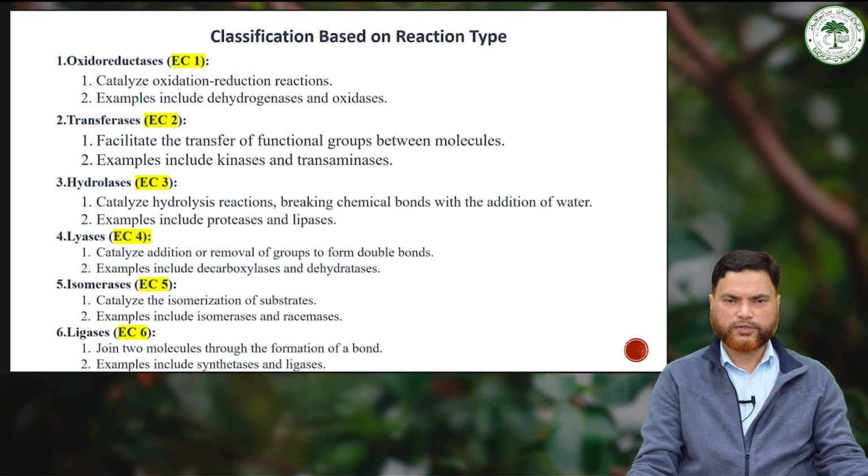Then the fourth class is lyases. Its enzyme commission number is 4. Lyases basically catalyze the removal of groups from substrates, leaving double bonds behind, or the addition of groups to double bonds. Basically these enzymes do not require water for their catalytic activity.